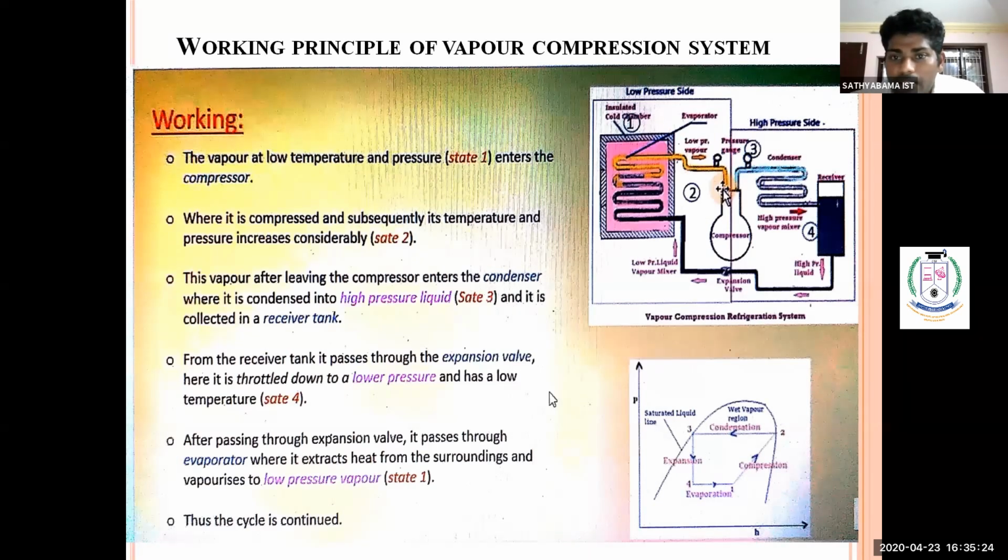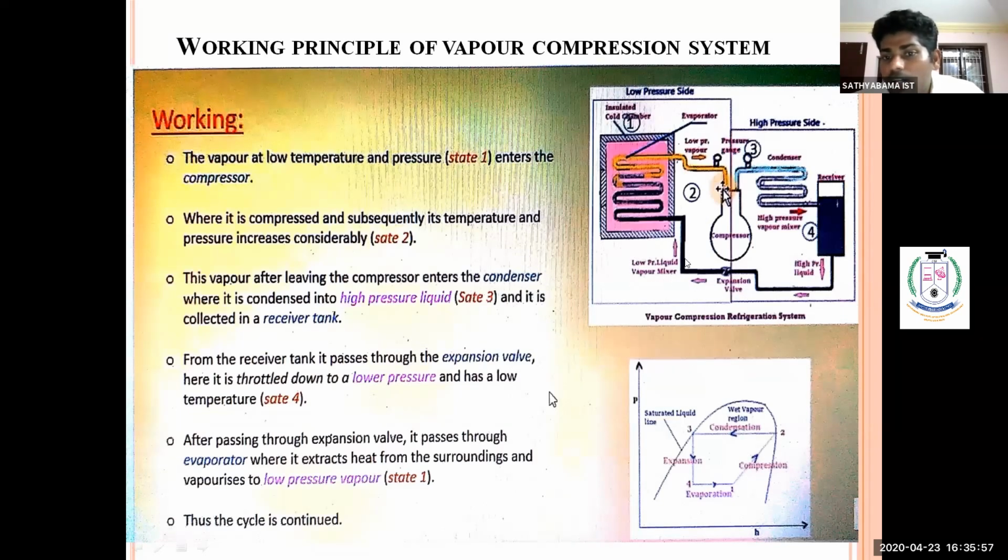Once again, I am telling this point. I'm moving the cursor. This is the evaporator. Low pressure and low temperature vapor comes into the compressor. In the compressor, this vapor becomes high pressure and high temperature vapor. Then it goes to the condenser, which will condense the vapor into liquid. Now it becomes high pressure, high temperature liquid. This goes to the receiver. The receiver will collect the high pressure liquid and send it to the expansion valve. The expansion valve will reduce the pressure.